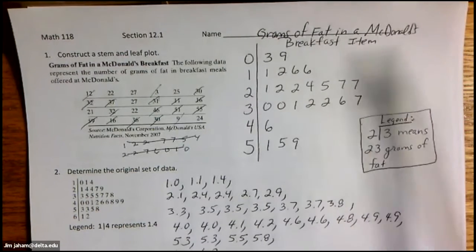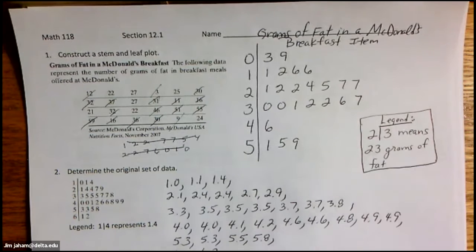You should have a title, and then you should also have a legend that describes what each one of the numbers means.